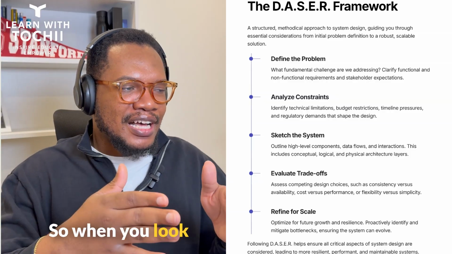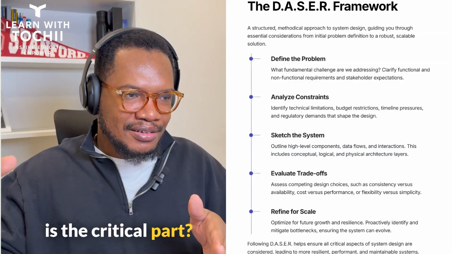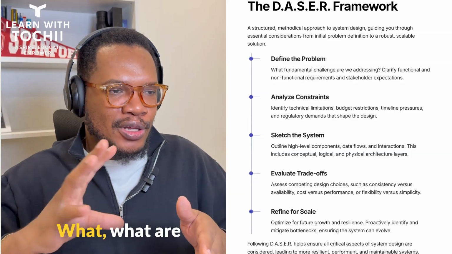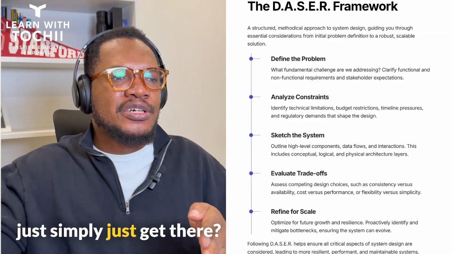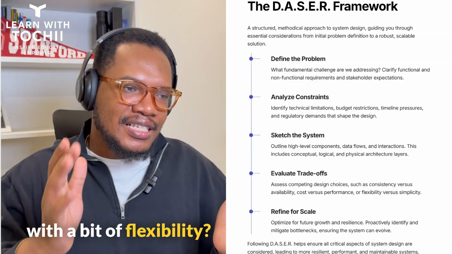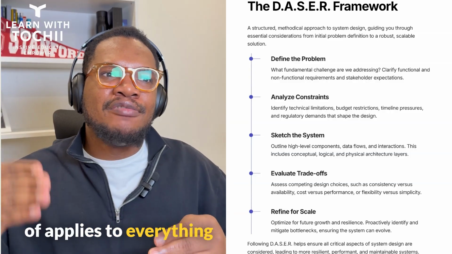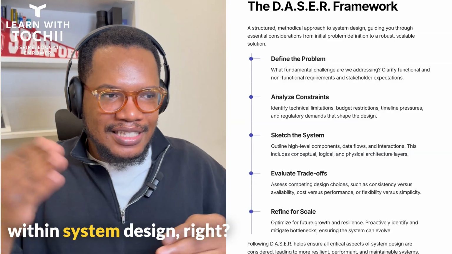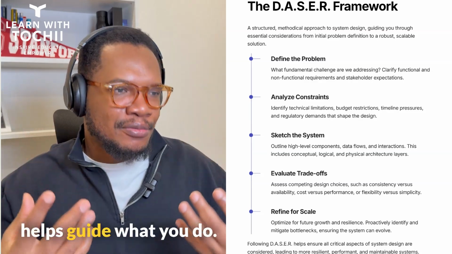So when you look at flexibility versus simplicity, what is the critical part? Where can you flex, what are those things you can flexibly put on there, and then how can we simply just get there? Are we going to go with simplicity, or do we go with a bit of flexibility, right? And this framework applies to everything that you're going to do within system design, right? You look at it with this framework and it just helps guide what you do.